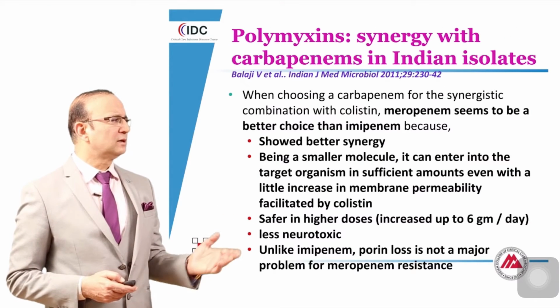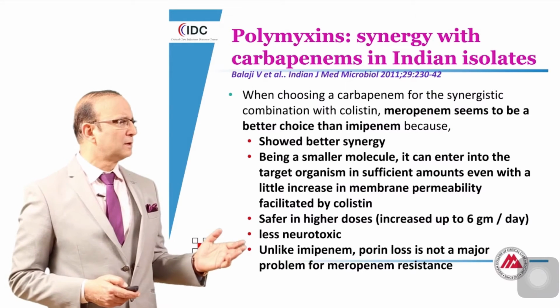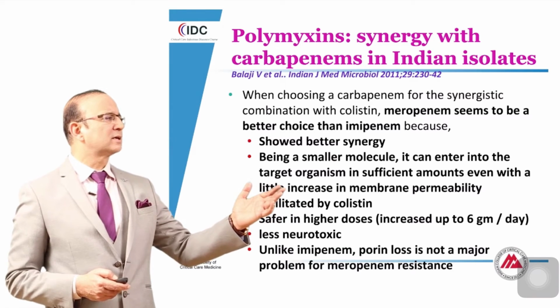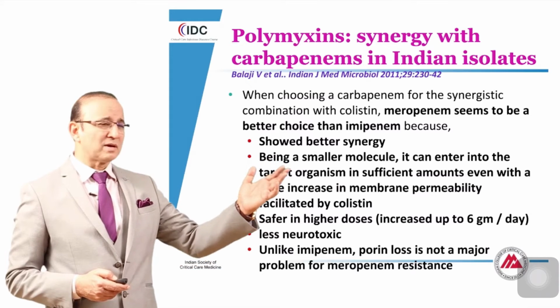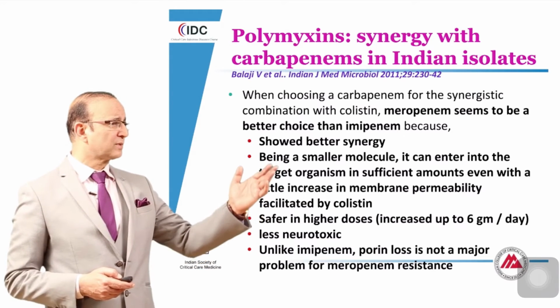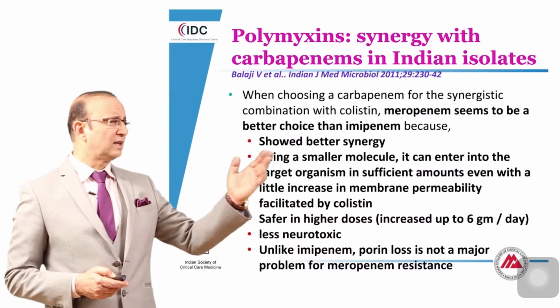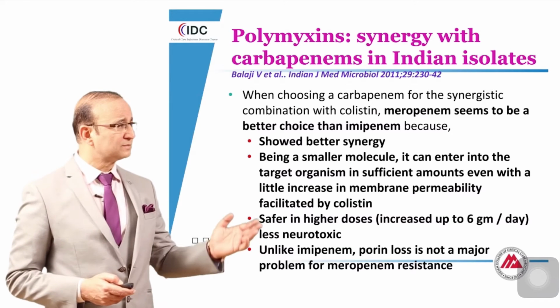So this study concluded the meropenem seemed to be a better choice, showed better synergy. It's a smaller molecule. It can enter into the target organism in sufficient amount, even with a little increase in membrane permeability, which is facilitated by colistin. Safer in higher dose, less neurotoxic. Unlike imipenem, porin loss is not a major problem with the meropenem.